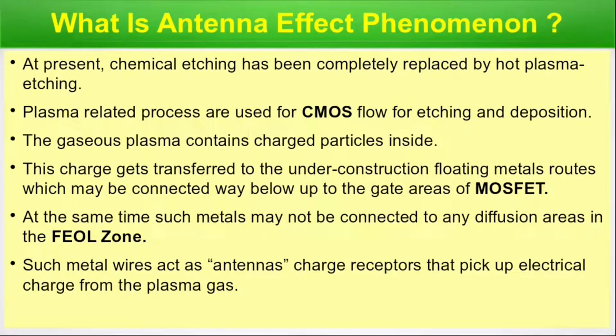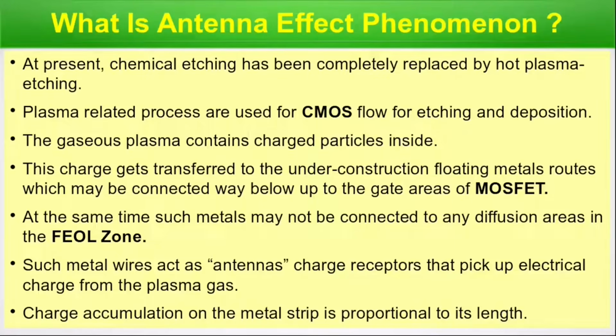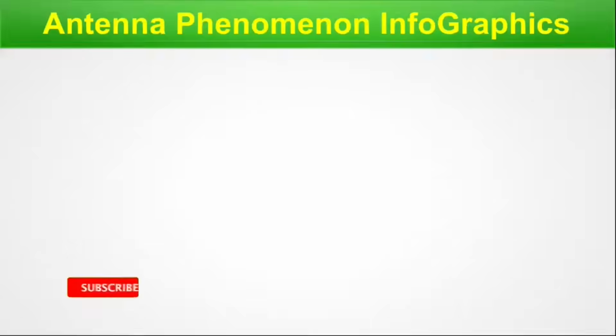Such metal wires act as antennas, that is, charge receptors that pick up electrical charge from the plasma gas. So in this line, you understand the meaning of the word antenna, because here the metal route is acting as an antenna to pick up charge from the plasma environment. Charge accumulation on the metal strip is proportional to its length. That means the larger the metal area or the longer the length, the more charge gets accumulated onto it. So here we are done with the short and sweet description of the antenna effect phenomenon. Let us move on to the next slide.